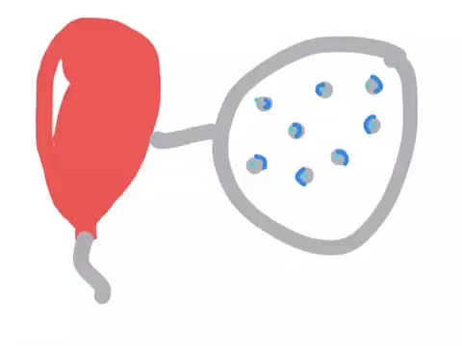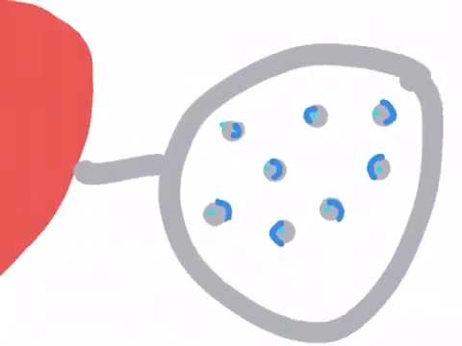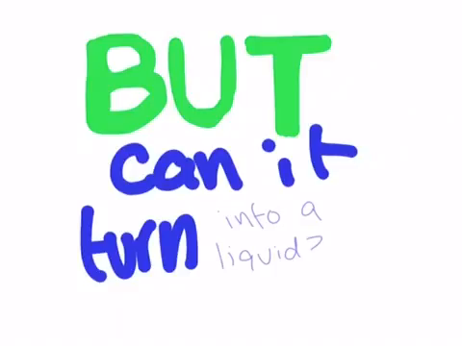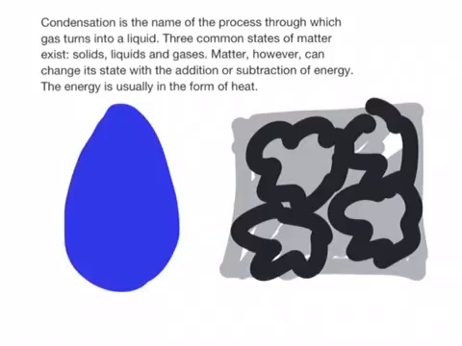This is what gas looks like. As you can see, the particles are really spread apart. As you can see over here, in the solid it's a little bit closer. The liquid's way closer, it's bunched up together. But can it turn into a liquid again? Well, yes. This is called condensation. It's the name of the process through which gas turns into a liquid.